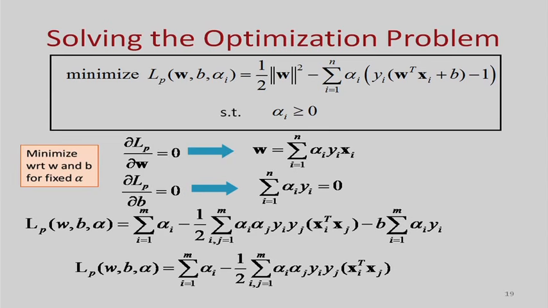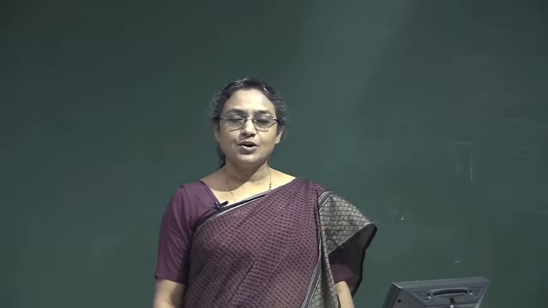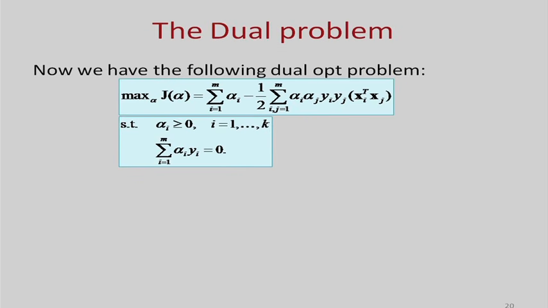Now, this is a very important formulation, and we will look at the properties of this formulation to get certain properties of the support vector machine algorithm. So, the dual problem, before we go to that, let us look at the dual problem. The dual problem is maximizing J alpha, where J alpha is the expression we saw earlier, and these are the constraints: alpha I greater than or equal to 0 and sigma alpha I yi equal to 0.